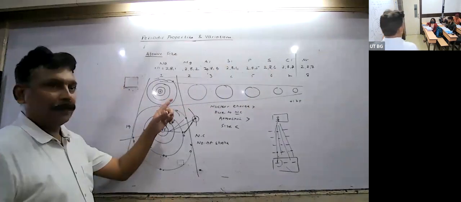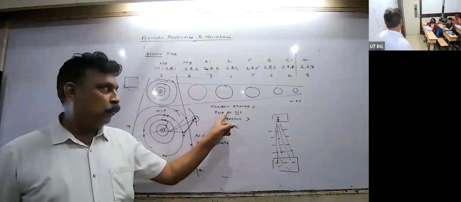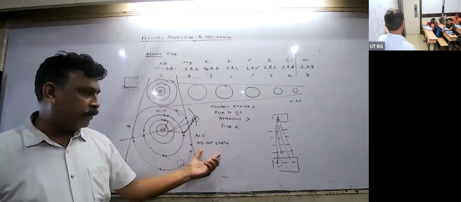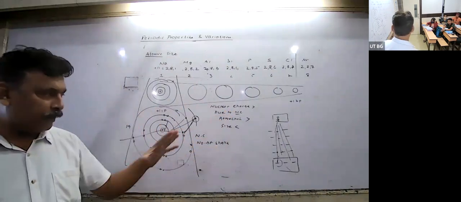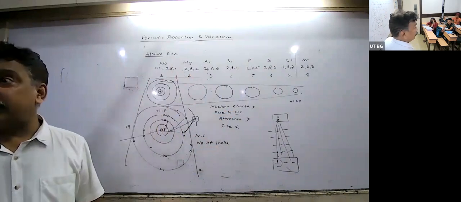Okay, so here atomic size increases. That means there are two factors on which atomic size depends. One is nuclear charge, second is number of shells and screening effect, which is not there in your syllabus, but I just mentioned it. Clear? This is atomic size. What about ionization potential?